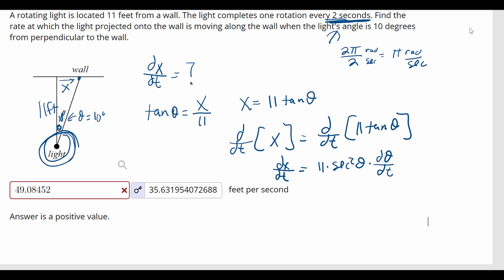That's part of the chain rule with implicit differentiation, because we're assuming theta is a function of t, and we know our d theta dt. We know that right here. This is our d theta dt, how the angle is changing. So that goes right there. Let's put our pieces in.